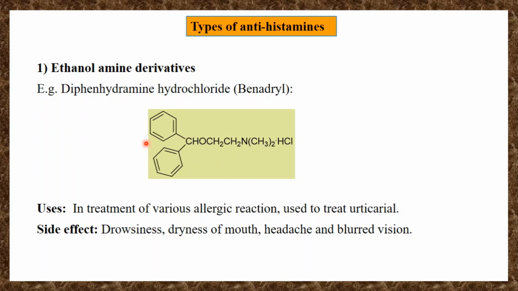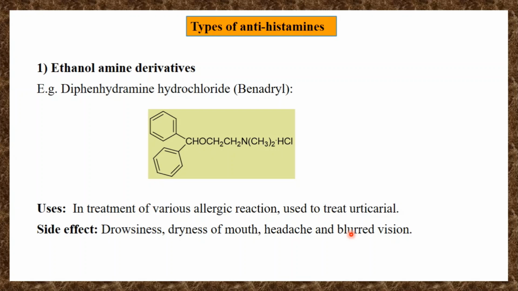It is soluble in water and alcohol, so you can take it by the oral route of administration. It is used in various allergic reactions, and to a lesser extent as an antispasmodic agent. It is also used in the treatment of urticaria, hay fever, and bronchial asthma, and it has an antitussive property, hence used in cough mixtures. The side effects are drowsiness, dryness of mouth, headache, and blurred vision. So this is all about the first class, ethanolamine derivative.